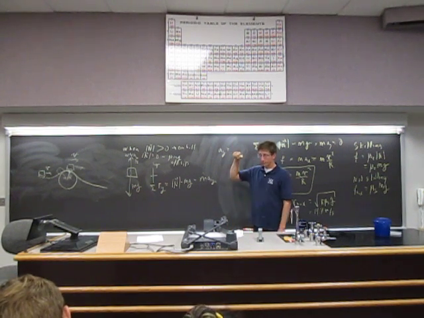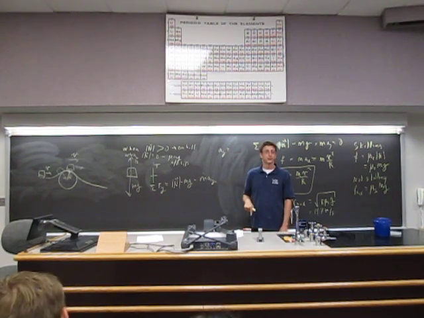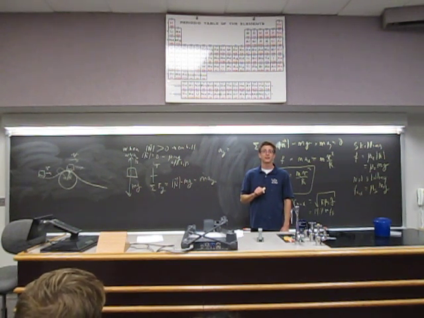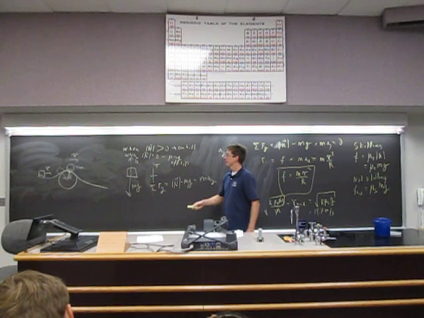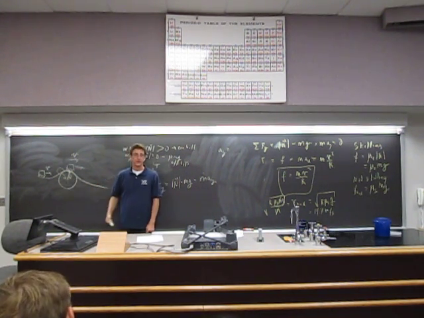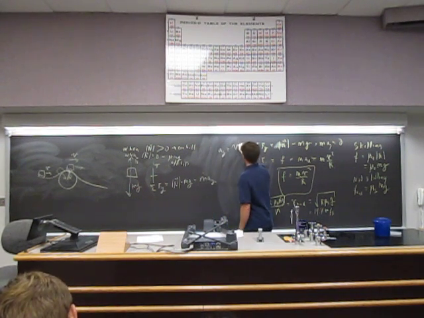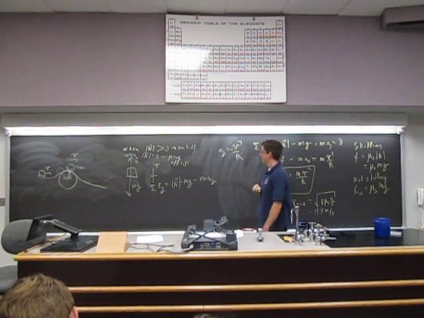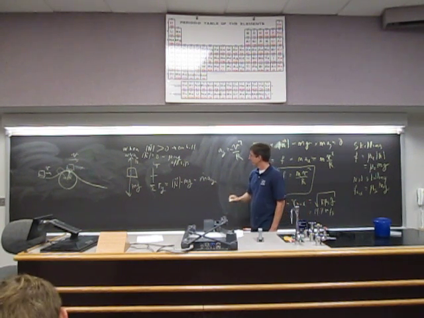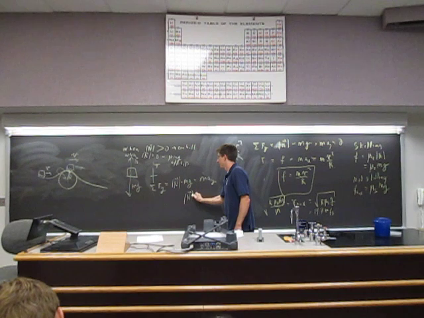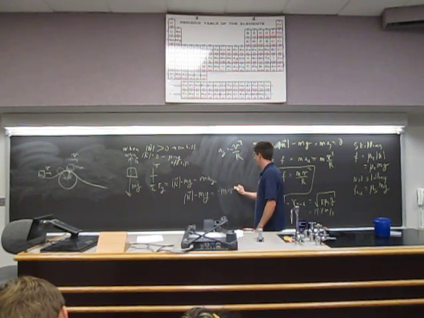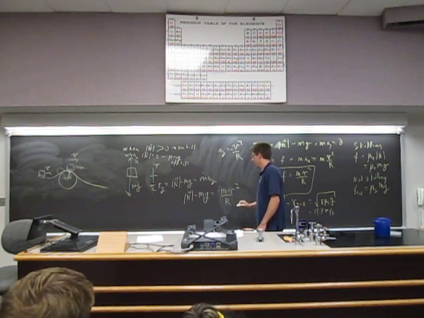v squared over r. a_y, first of all, is towards the center of the circle. So is it positive or negative? Negative, because it's in the negative y direction when it's up at the top here. You see that? And it's v squared over r. So I have N minus mg is minus m v squared over r.